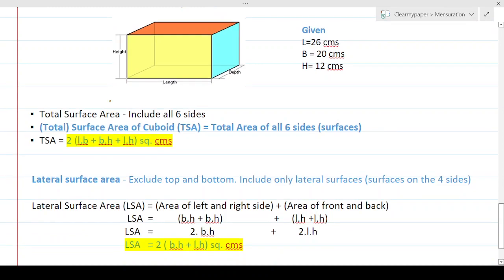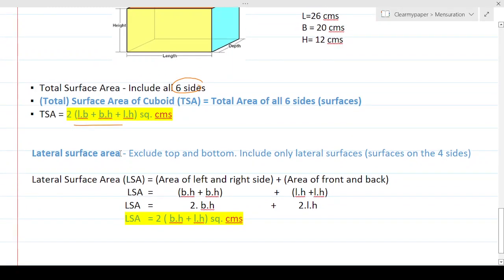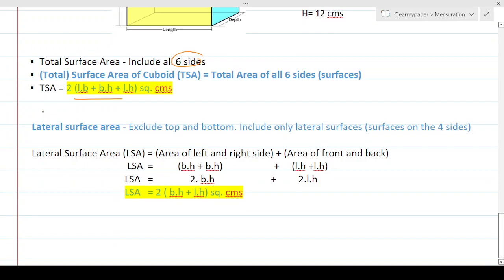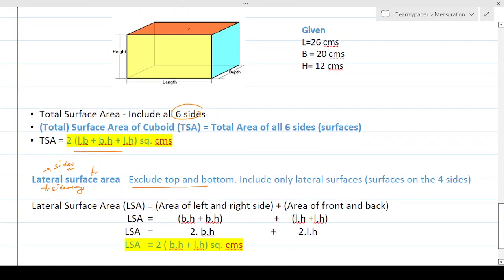Total surface area is nothing but you include all the 6 sides, and we have seen in the above problem how to do that. When we talk about lateral surface area, lateral means sideways, which I explained in detail in the previous episode. So you have to exclude the top and the bottom, this orange and this yellow one. Just take the left and the right side and the front and the back.